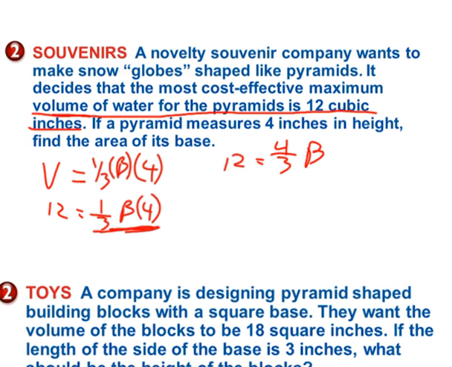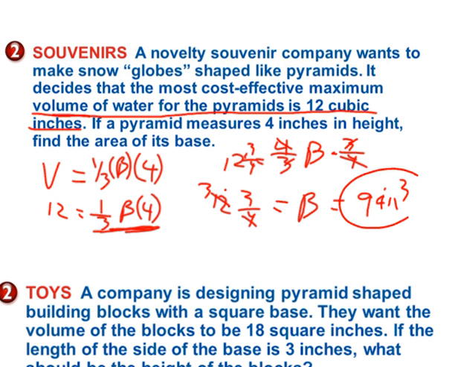To get rid of that, I'm going to multiply both sides by 3/4. So the 4's will cancel, the 3's will cancel on the side, and the base would be equal to 12 times 3/4. Do a little simplifying. 12 divided by 4 is 3. So I've got 3 times 3, which would be 9. So the area of the base would be 9 square inches.